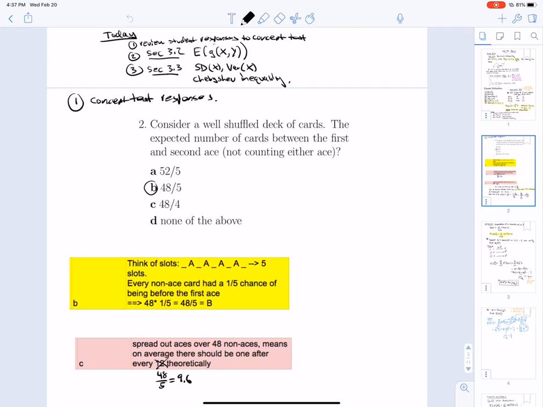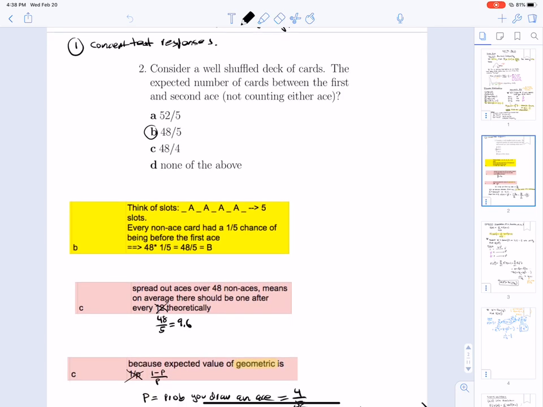So think of slots, so basically we have a slot before and between all the aces where the non-aces fit. And so every non-ace card has a 1/5 chance of being before the first ace or between any two aces. And we have 48 non-aces, so we're going to have a sum of 48 indicators, each with probability 1/5, giving us 48 over 5.